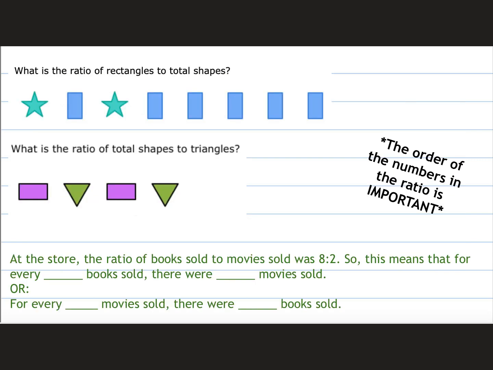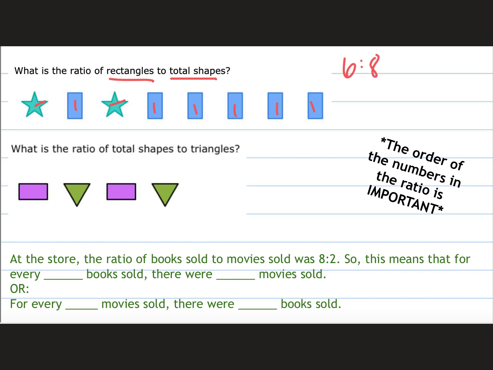So for this first question, it says, what is the ratio of rectangles to shapes? So we are comparing the amount of rectangles to the amount of total shapes that there are. So what I'm going to do is I'm going to count the rectangles. 1, 2, 3, 4, 5, 6. Rectangles was listed first, so that's what I would write first on my ratio. And then it says total shapes. So there's 6 rectangles, 7, 8 total items.